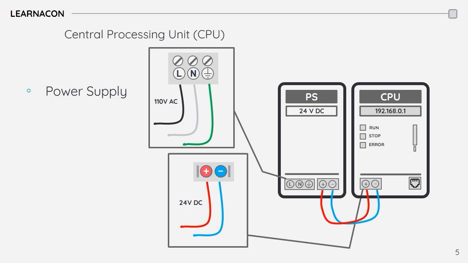The majority of CPUs are powered by 24-volt DC. A 24-volt power supply is usually found in the PLC hardware family. Most of the time, the power source is either 110 or 220 volt AC. This will be converted by a PLC power supply module to a stable 24 volt DC output.